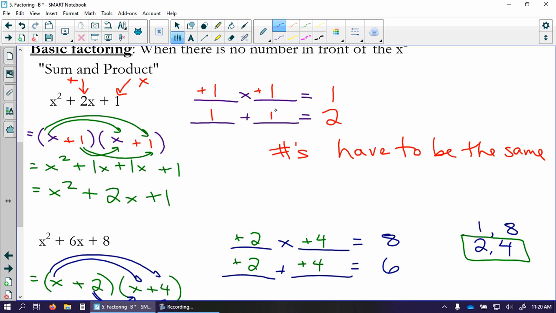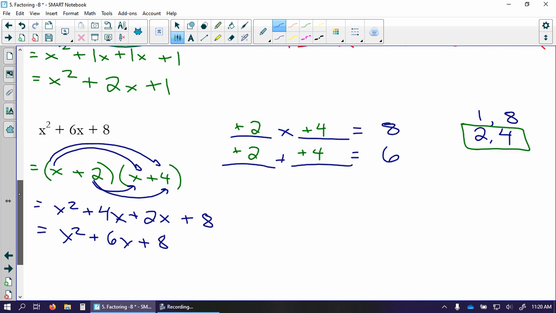Basic factoring, we have to do sum and a product, so we need two numbers that multiply to give this last term, and we need two numbers that add to give the middle term. They always have to be the same. So when we had 1, well, the factors of 1 are 1 and 1. The only way to get that, we have positive 1 and positive 1 because that makes positive 2. So x squared plus 2x plus 1 factors to x plus 1 times x plus 1.